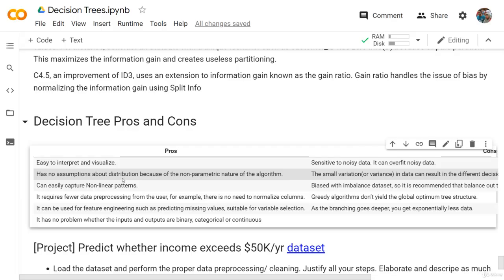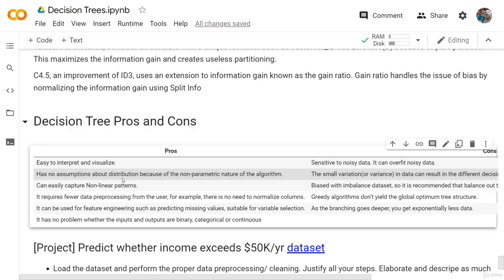So it's not only a linear classifier or a linear regressor, it's actually used for capturing non-linear patterns, and this is very important in many problems, right? Because most problems are actually non-linear. Now, more than that, it requires less data pre-processing from the user. For example, there is no need to normalize the columns, right? In the KNN, we needed to normalize the columns, right? Otherwise, we will have a very low performance for the KNN.